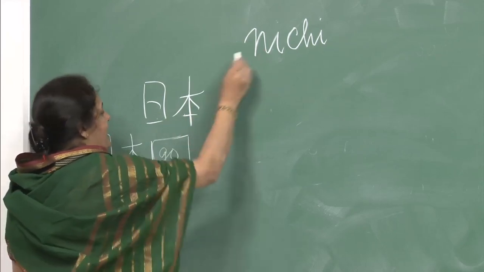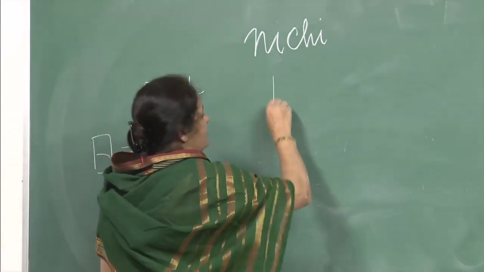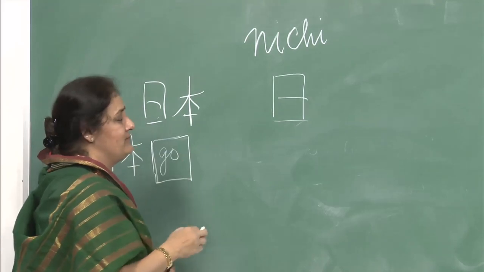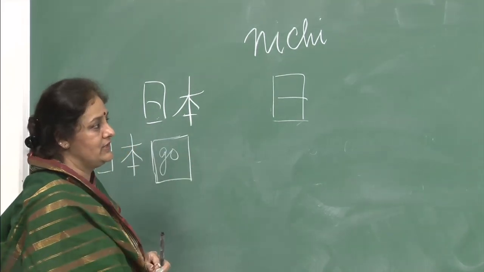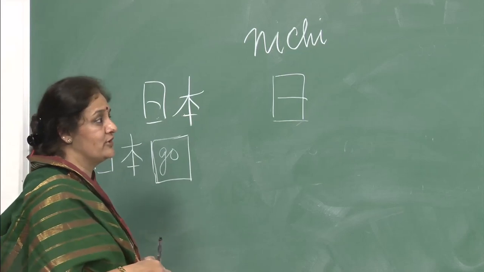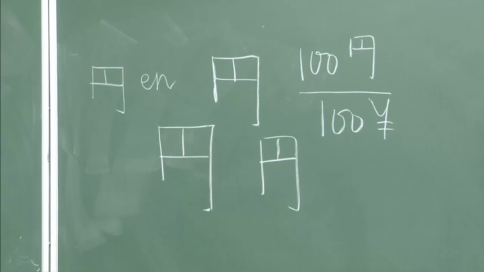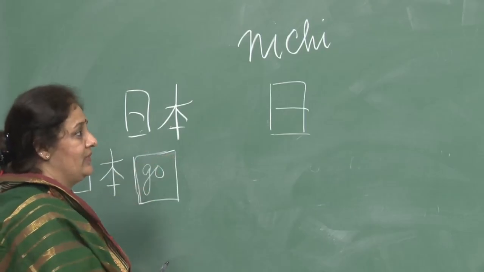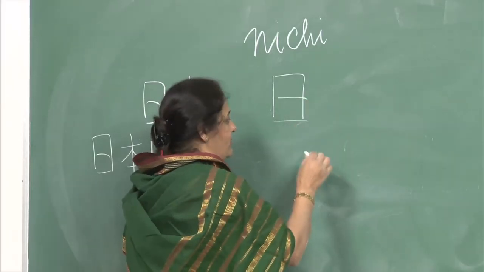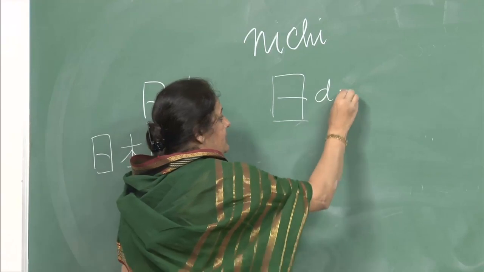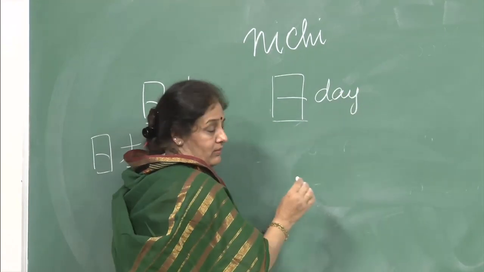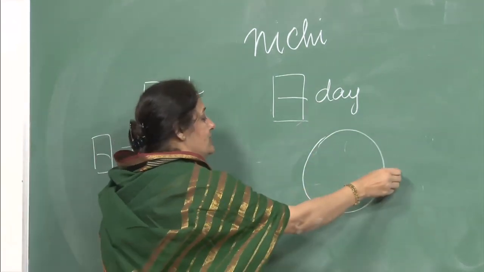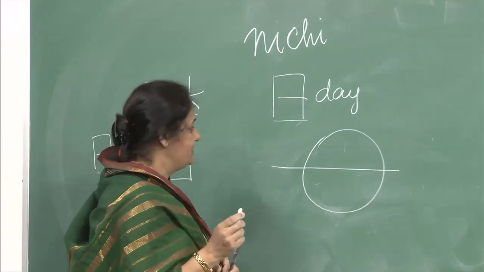Nihon. So, this character, Nichi. How do you think this character has come into being? What does it signify? Like I just told you, yen is for circle and is being used for money now as a currency, because money in olden days was either round or elongated. What does this character signify? Well, this is related with day somehow. How? Because the sun divides the day into two, into day and night.